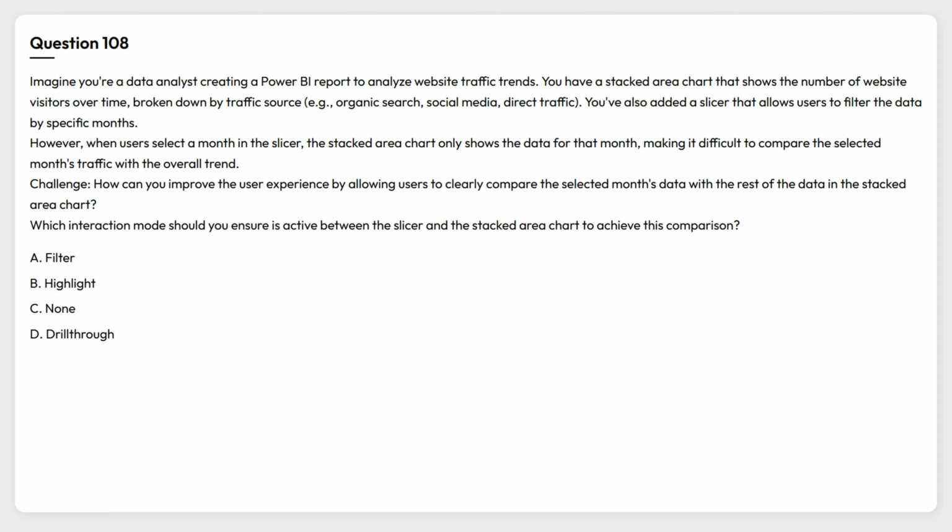However, when users select a month in the slicer, the stacked area chart only shows the data for that month, making it difficult to compare the selected month's traffic with the overall trend. Challenge: how can you improve the user experience by allowing users to clearly compare the selected month's data with the rest of the data in the stacked area chart? Which interaction mode should you ensure is active between the slicer and the stacked area chart to achieve this comparison?